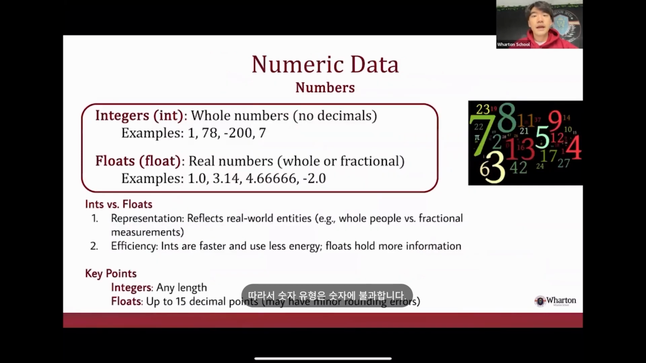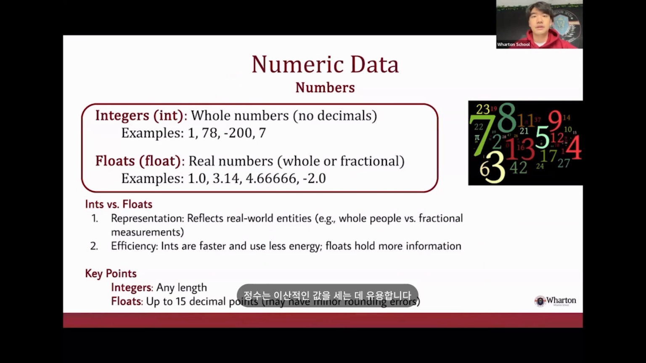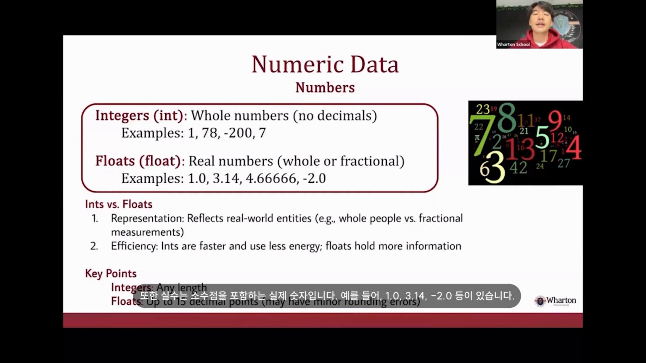So numeric types are just numbers. There are two types of numeric variables: integers and floats. Integers are whole numbers without any decimal point, such as 1, 78, -200, which are useful for counting discrete items. Floats are real numbers that include a decimal point, such as 1.0, 3.14, or -2.0. Floats are used when more precision is needed, for example, in measurements.